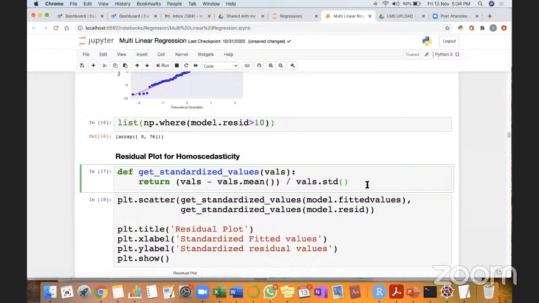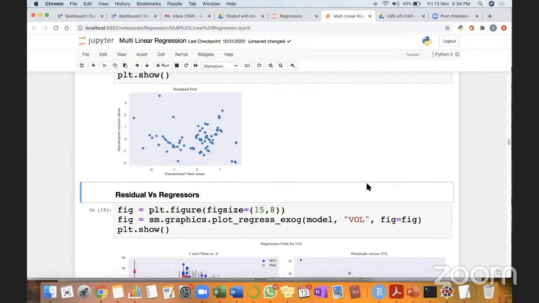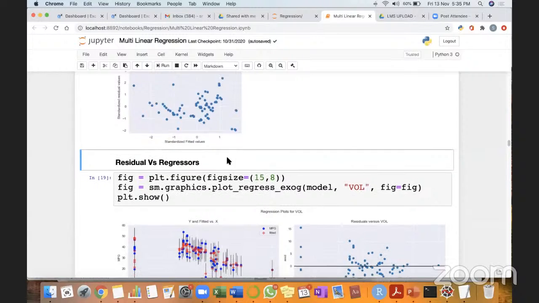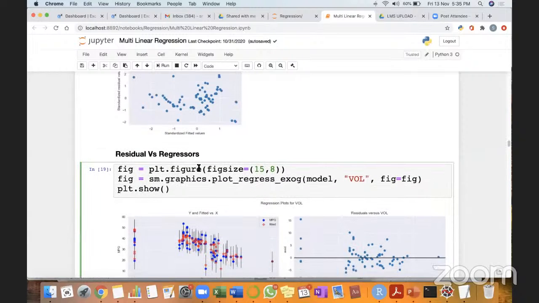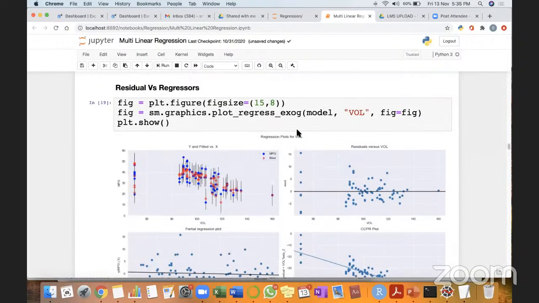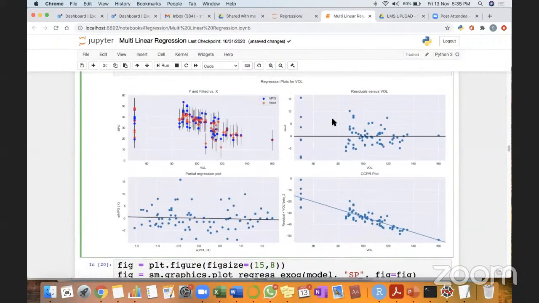Then standardize the data points. This is the plot that we have seen: standardized fitted values versus residual values. The fitted values are nothing but y hat, the predicted values from the model, and this one is the errors. And then regressors versus the predictors. This is for volume, so errors versus volume, and this we have seen.